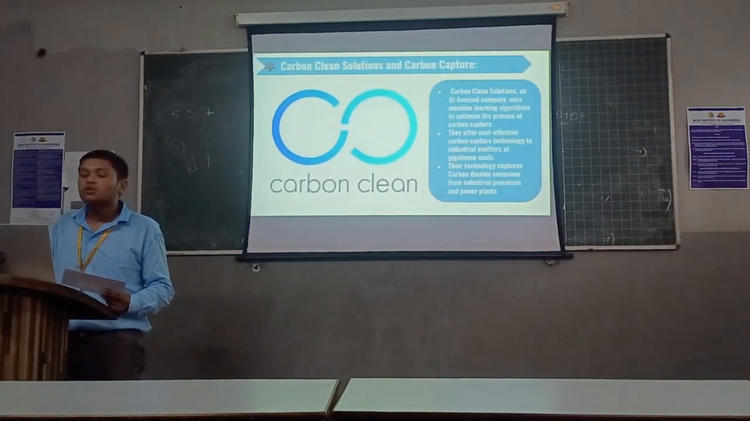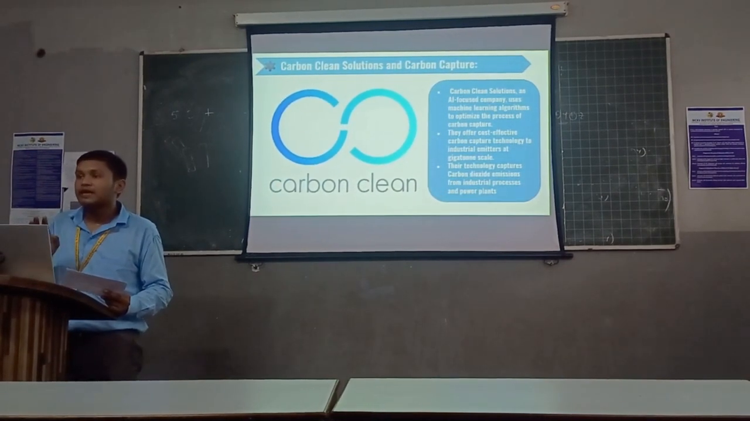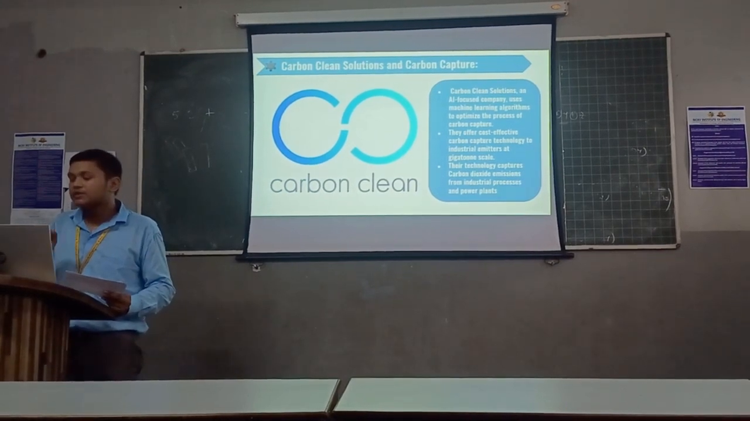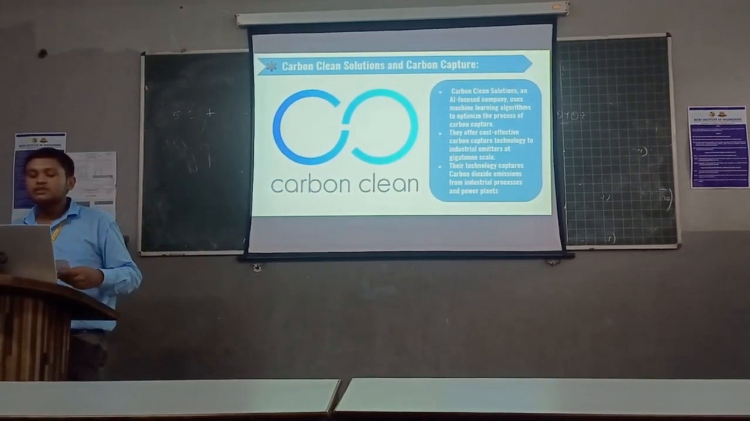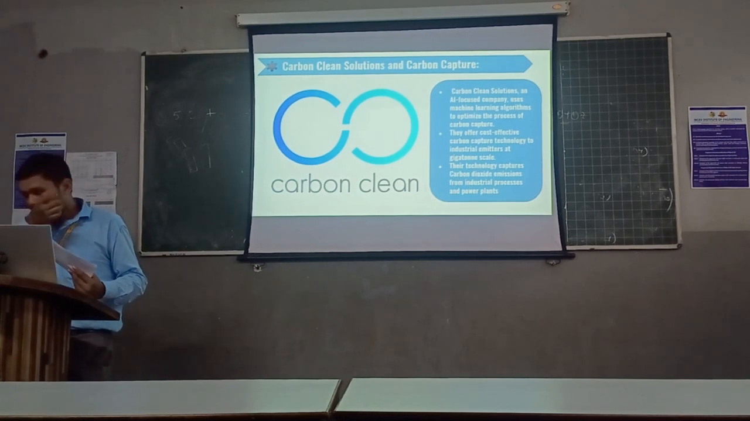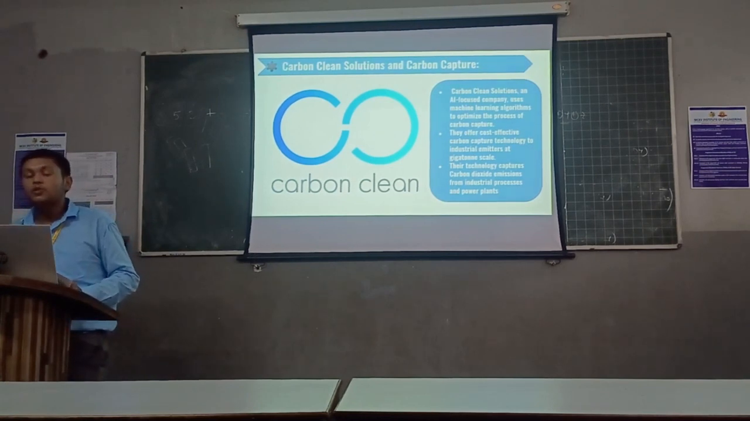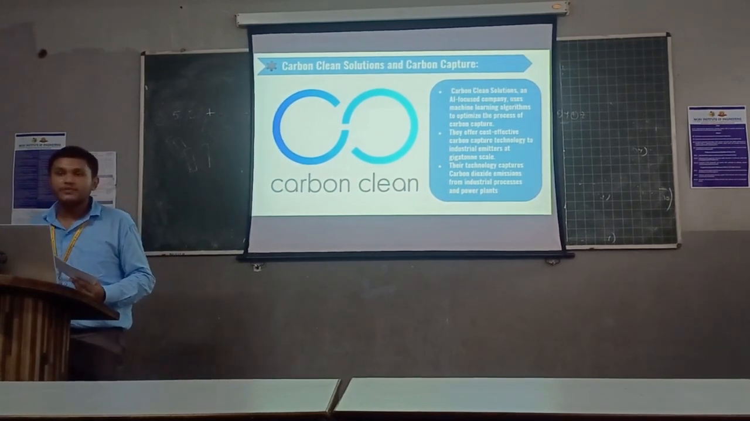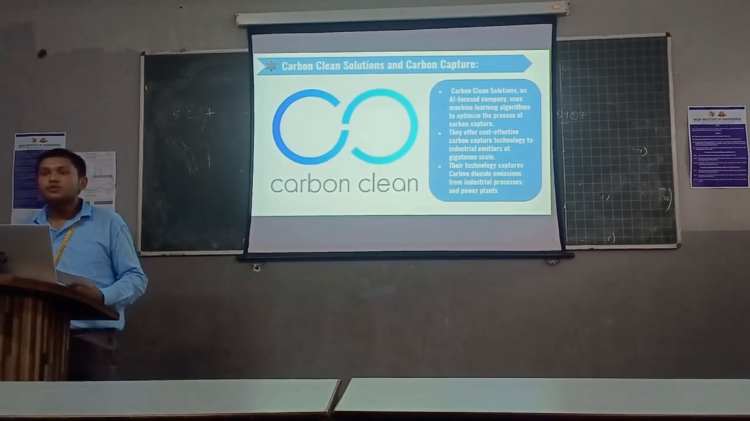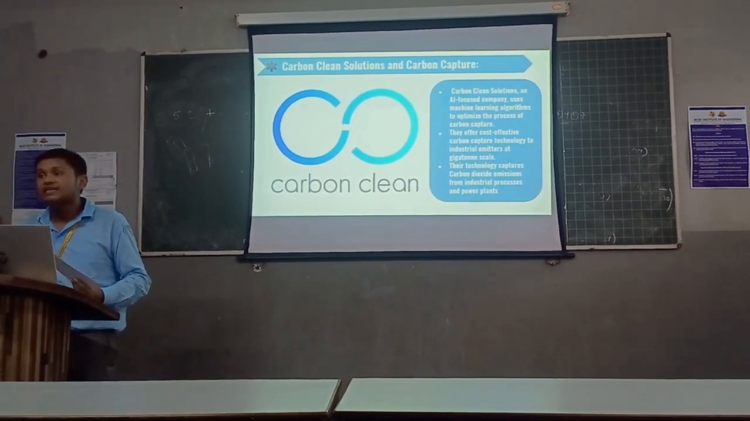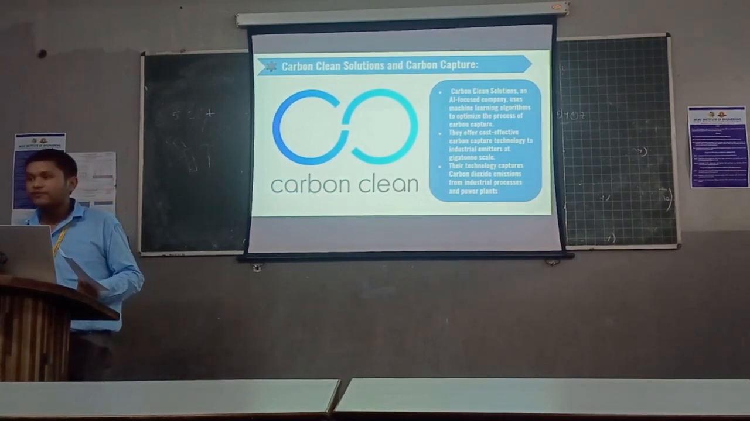Now we look at another company named Carbon Clean Solutions that helps capture carbon. Carbon Clean Solutions, an AI focused company, uses machine learning algorithms to optimize the process of carbon capturing. They offer cost effective carbon capture technology to industrial emitters at gigaton scale. Their technology captures carbon dioxide and it increases the efficiency.